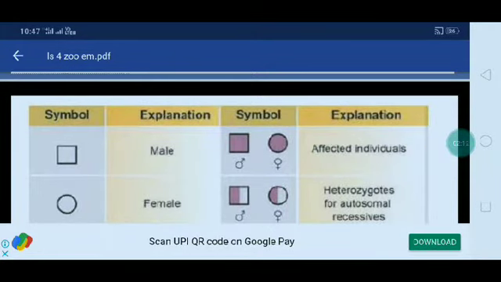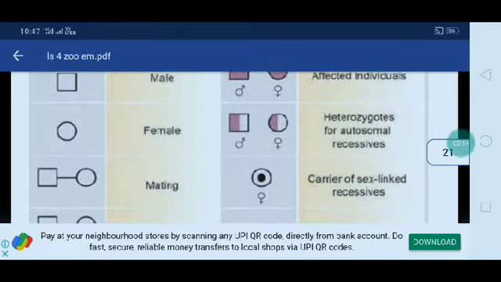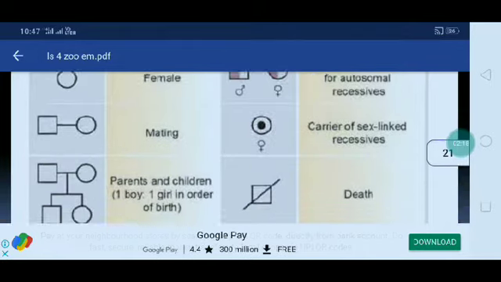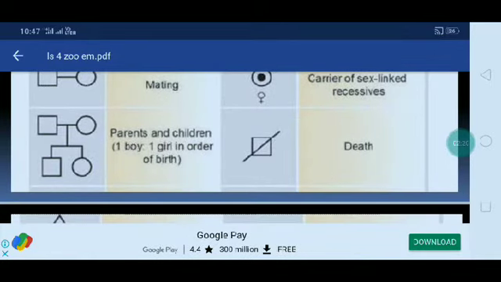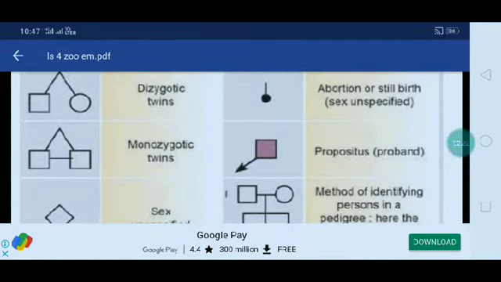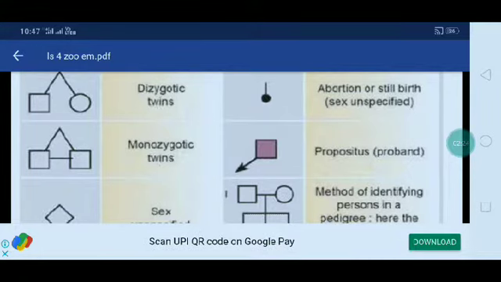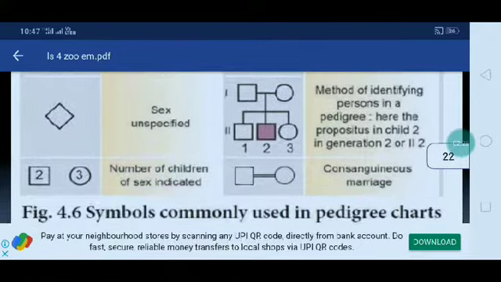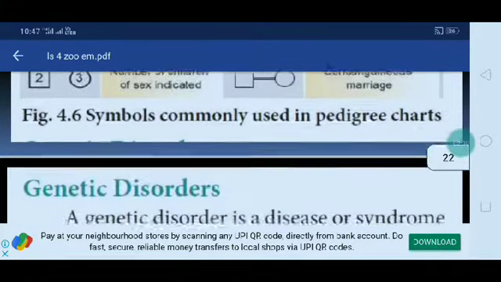Simply, there are symbols for male and female, affected individuals, heterozygous, autosomal recessive, mating, carrier of sex-linked traits, parents and children, death, dizygotic twins, abortion or stillbirth, monozygotic twins, sex unspecified, number of children, and consanguineous marriage.